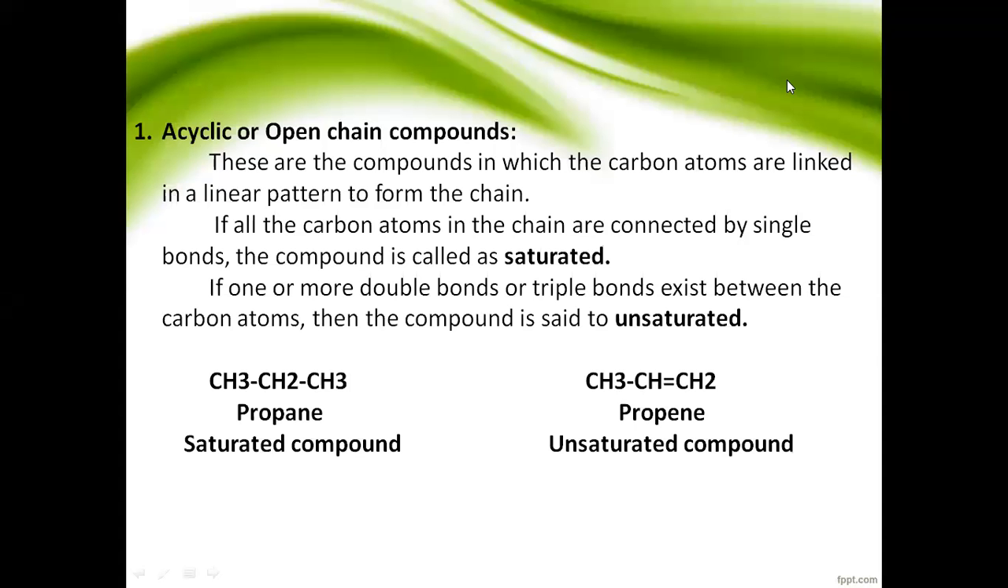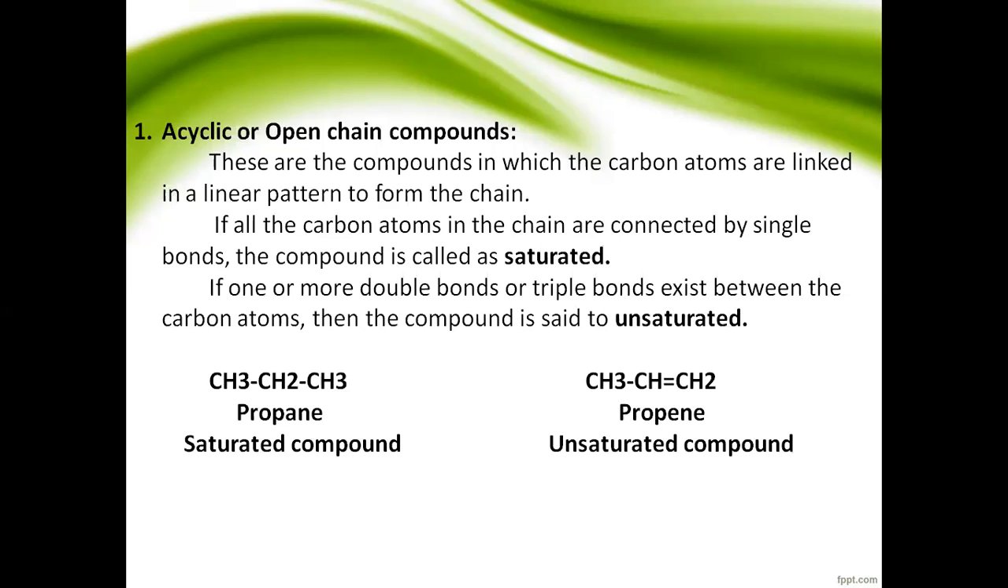So the first one is acyclic or open chain compounds. What is meant by acyclic compounds? Acyclic compounds are those in which the carbon atoms are linked in a linear pattern to form a chain. So carbon atoms form a chain in a linear form, that is, a single straight line. These types of carbon compounds are called acyclic compounds. This is divided into two types, that is saturated and unsaturated.